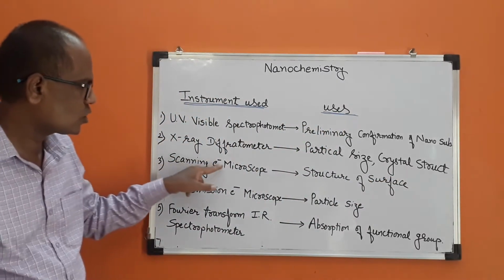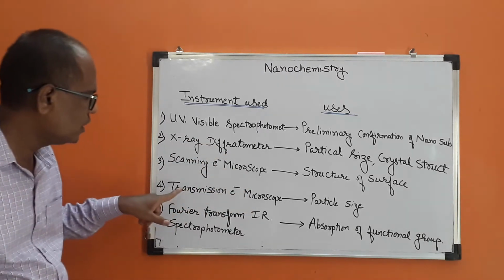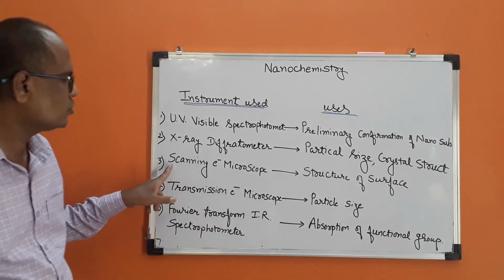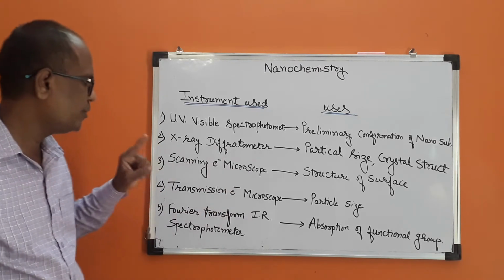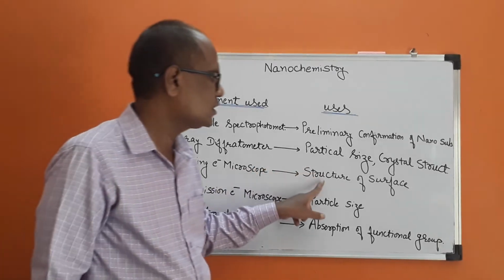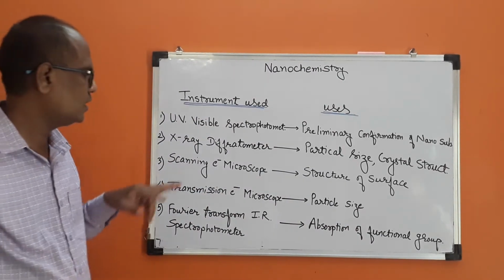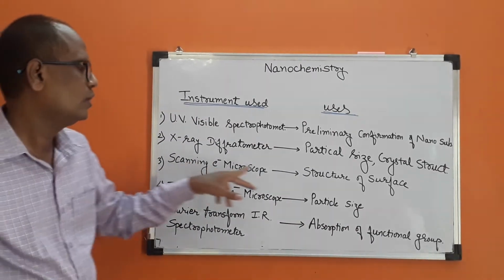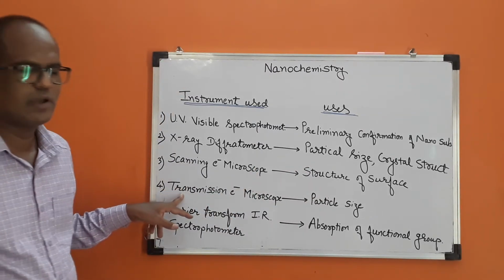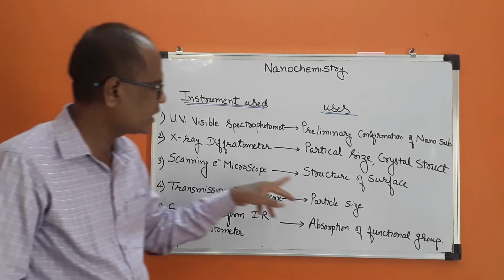Next, scanning electron microscope. There are two types of electron microscope, scanning electron microscope and transmission electron microscope. This is known as TEM and this is known as SEM. Let me repeat, scanning electron microscope, SEM, is used for detecting the structure of the surface. How is the structure of the nanomaterial, that we can find out with the help of the scanning electron microscope. Next is our transmission electron microscope. With the help of this transmission electron microscope, we can detect particle size.